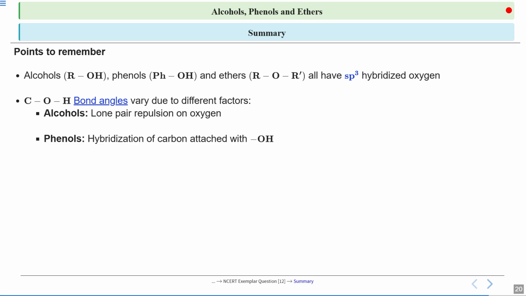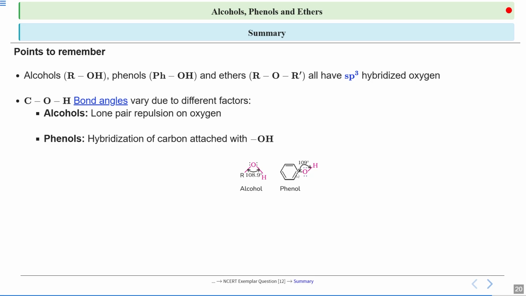In the phenols, the hybridization of the carbon attached with the hydroxyl group is the main factor due to which the COH bond angle varies. Okay, so in the phenol, the sp2 hybridized carbon, which is attached with the sp3 hybridized oxygen, is the main factor for the varying COH bond angle in the phenols. So if you see, this is the alcohol bond angle, or you can say the COH or ROH bond angle, which is 108.9 degrees in the alcohol, which is slightly less than the ideal tetrahedral bond angle, which is 109.5 degrees.